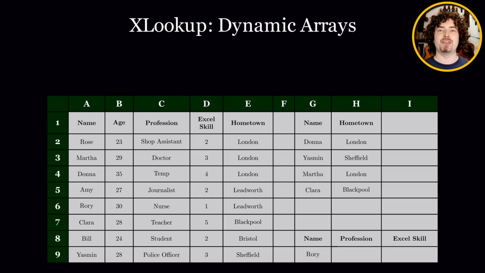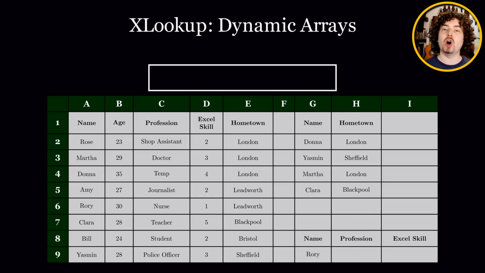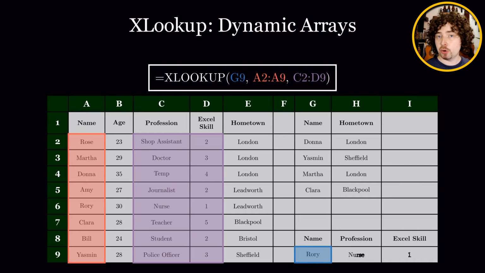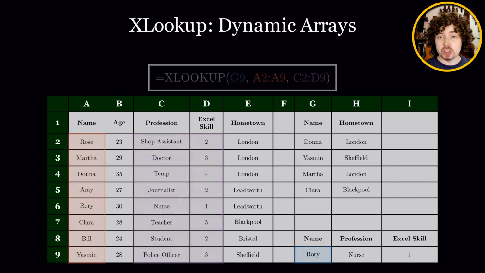The other dynamic array functionality lets you return multiple columns in one result. To do this, you simply extend your return array to cover more than one column. For example, if we look up Rory and return both columns E and D together, we can get his profession and his Excel skill just from one formula. This opens up a new possibility.